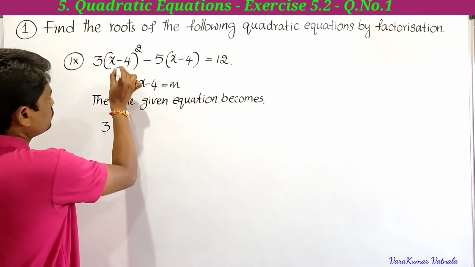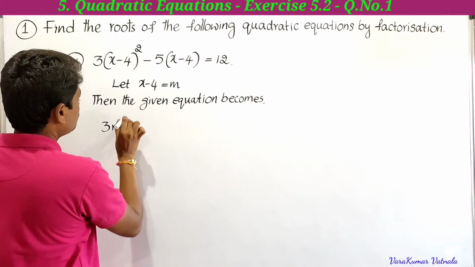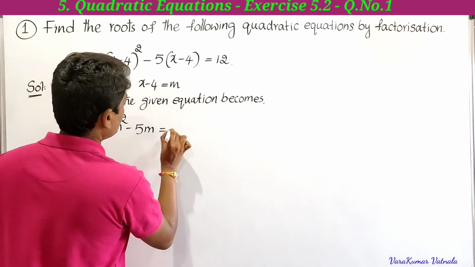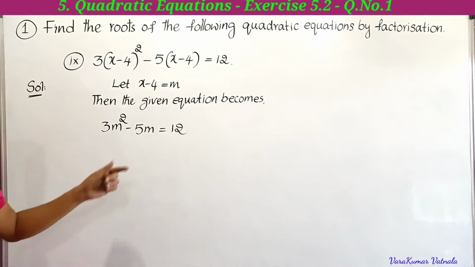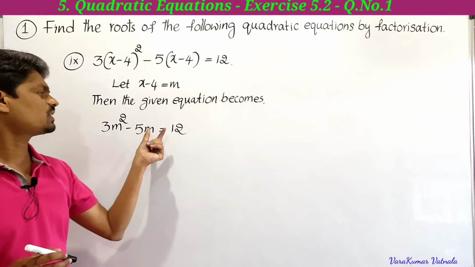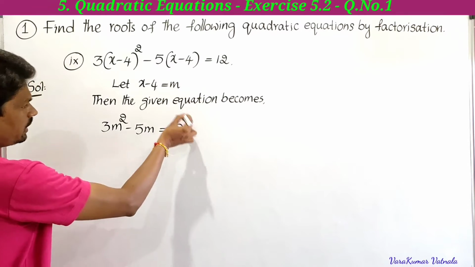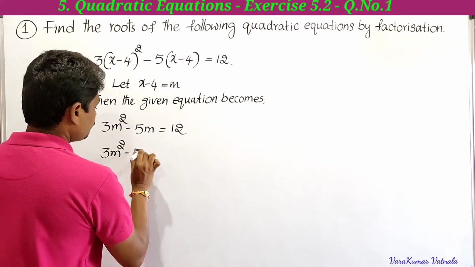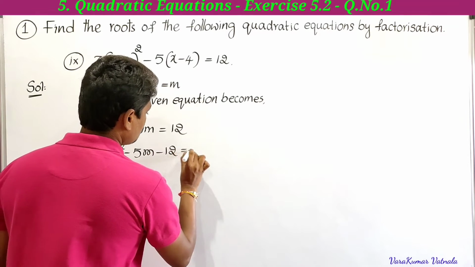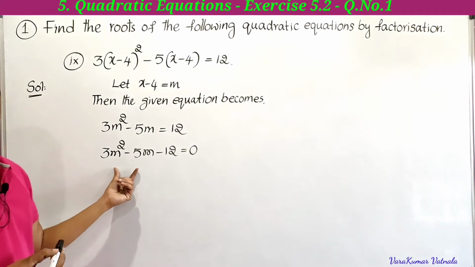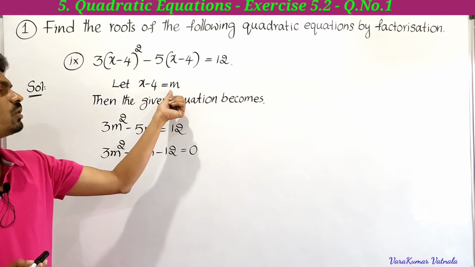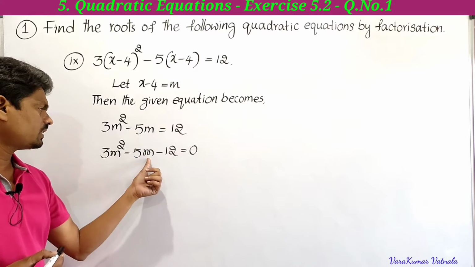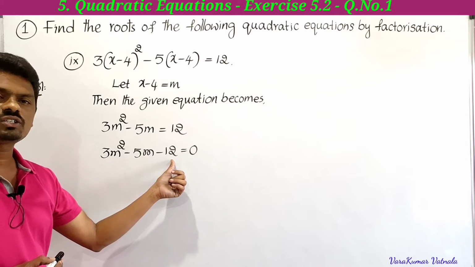3 into m square, since x minus 4 is m, so it becomes 3m square minus 5m is equal to 12. Now take 12 to the left side: 3m square minus 5m minus 12 equal to 0. Here the variable is m. First find the values of m, then substitute to get the values of x. The coefficient of m square is 3, the coefficient of m is minus 5, and the constant is minus 12.